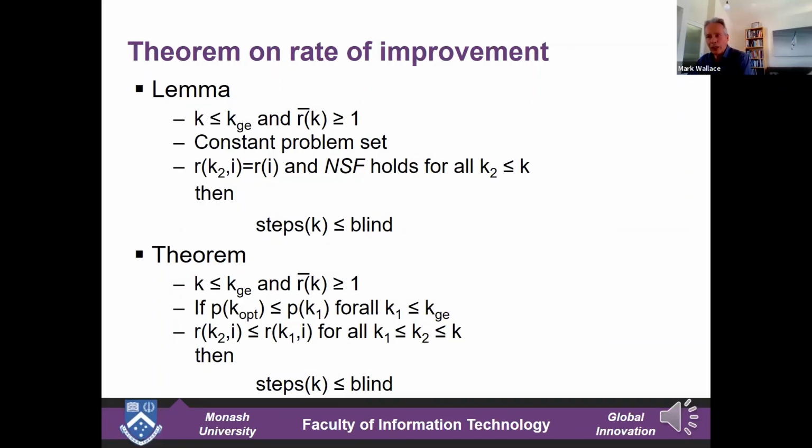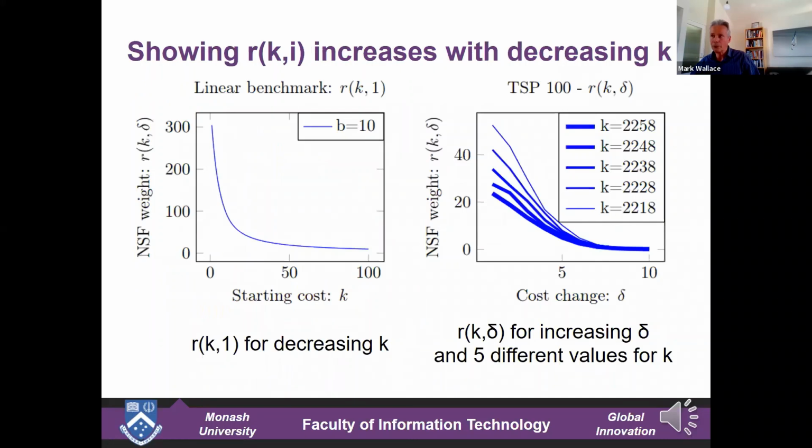And then we can, based on that, generate the theorem that says if starting fitness is less than K GE and this average fitness is greater than 1, so we have got that probability in the right range, and if the fitness probability at any fitness is better than our target fitness, K opt, and if we satisfy the conditions of NSF, then steps K is less than blind. So this is a proof that even in the worst case, if we can satisfy the conditions, neighborhood search is going to outperform blind search.